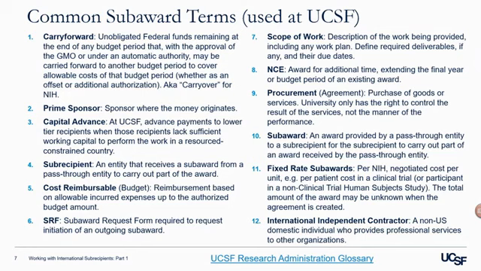10 across is subaward, an award provided by a pass-through entity to a subrecipient for the subrecipient to carry out part of the award. 11 across is fixed rate subawards. So per NIH, it's the negotiated cost per unit, such as per patient cost in a clinical trial or per participant in clinical research studies. 12 across is international independent contractor. And that would be a non-US individual who provides professional services to other organizations. So I hope everybody got that.